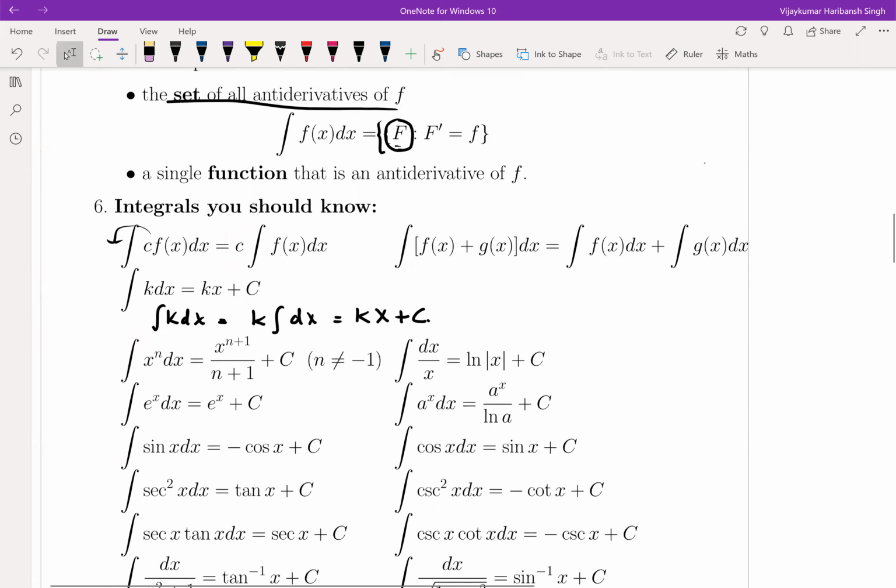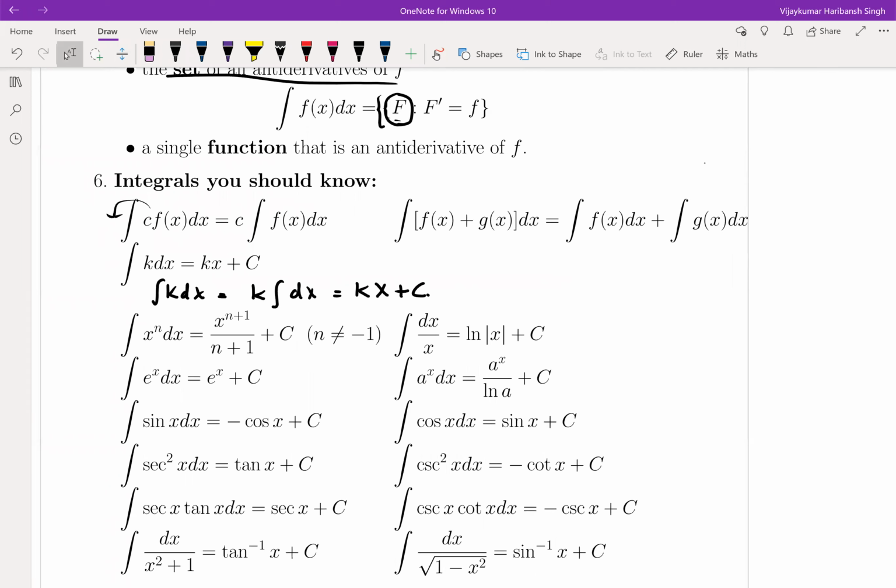Similarly, you can see that since the derivative of this is equal to x to the n, therefore the antiderivative or integral of x to the n is x to the n plus 1 divided by n plus 1, plus a constant c, where c is the constant of integration. Okay. So this can be seen directly.